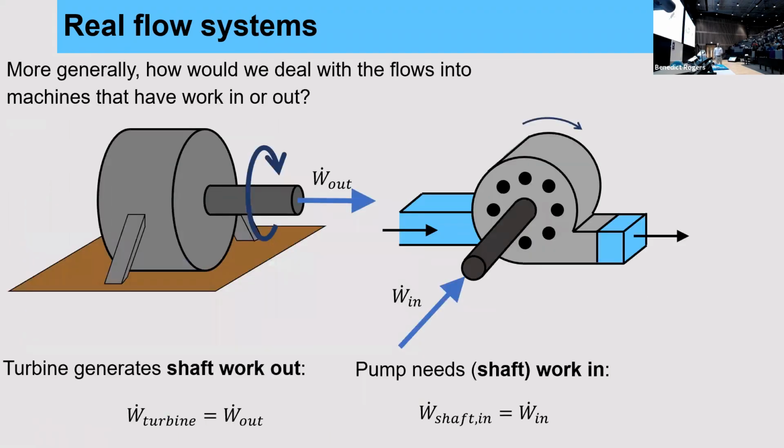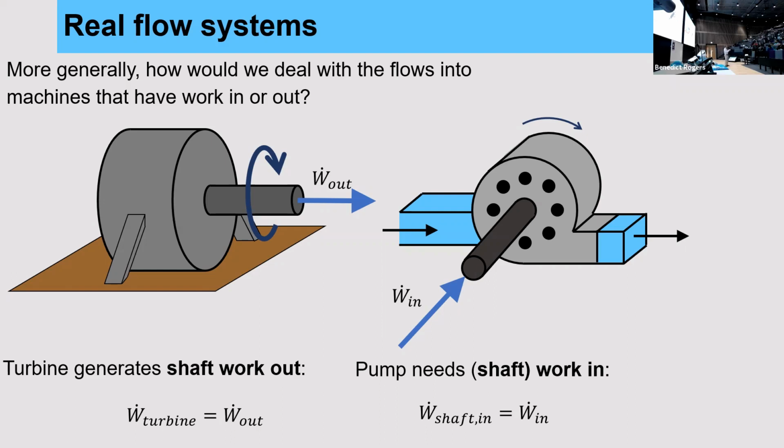So how do we deal with it? Well, first of all, let's just think about real flow systems in general. So we've got 2 examples here. Okay, on the left-hand side, we've got a turbine, and it generates shaft work out. So we say that the turbine work here, the bottom left, is what's called the work out. Notice the dot because we're dealing with flows of energy. And so that's what you might get with that hydroelectric power station that we saw just before.